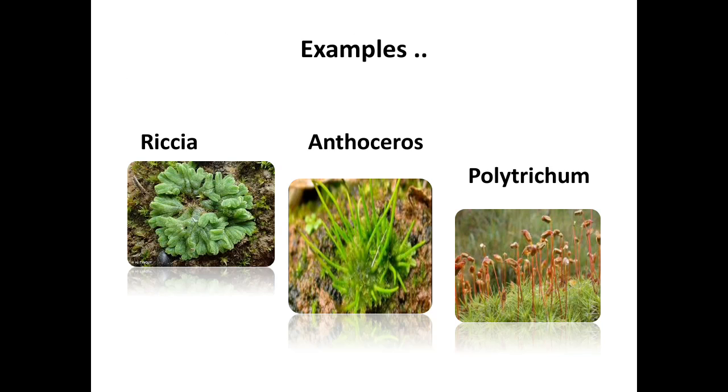Now see here, in the case of these examples, in Riccia the plant body is thalloid, and the spore-producing organ is embedded within the thallus. Then in Anthoceros, the spore-producing organ is present on the thallus. On the thallus, horn-like processes are present, and due to this it is commonly known as hornworts.